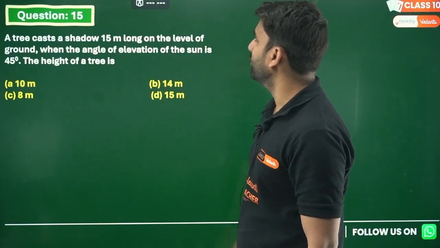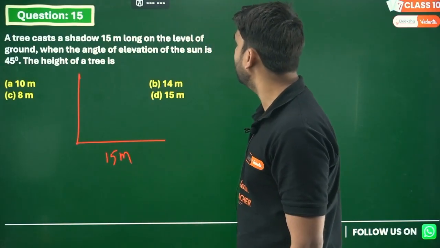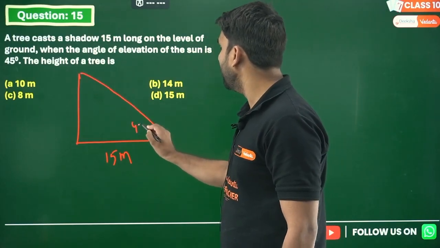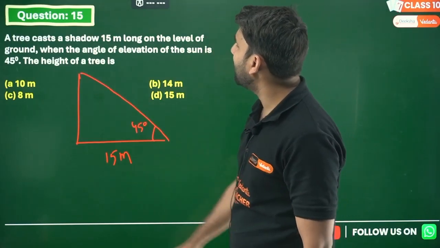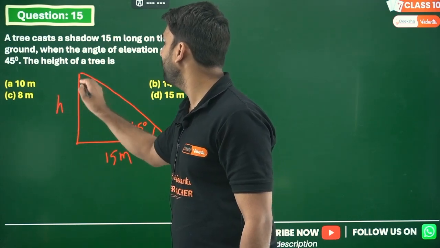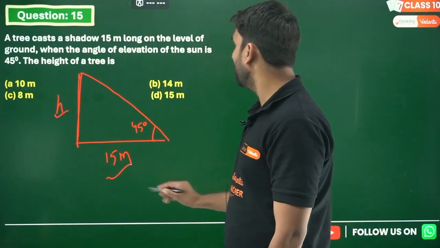Okay. Now, question number 15. A tree casts a shadow of 15 meters on the ground when the angle of elevation is 45 degrees. Very good. Then what is the height of the tree? Come on, what is the height of the tree? We can apply tan theta here. If you apply tan theta, tan 45 is equal to 1. So the height will also be equal to 15 meters.